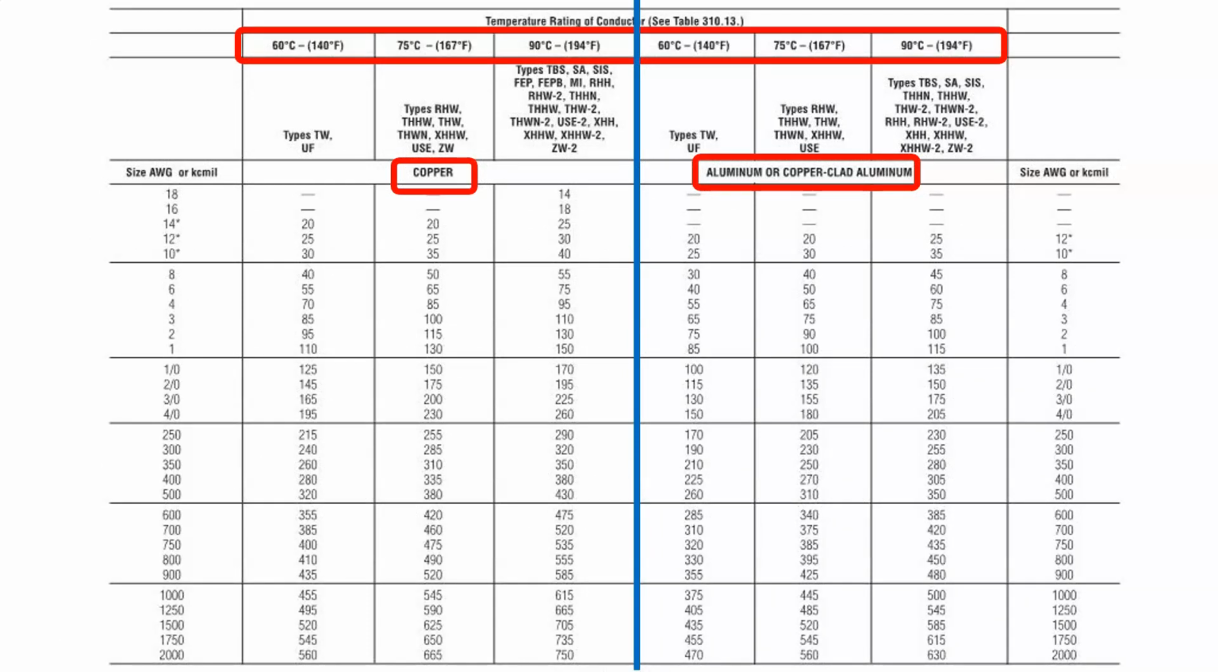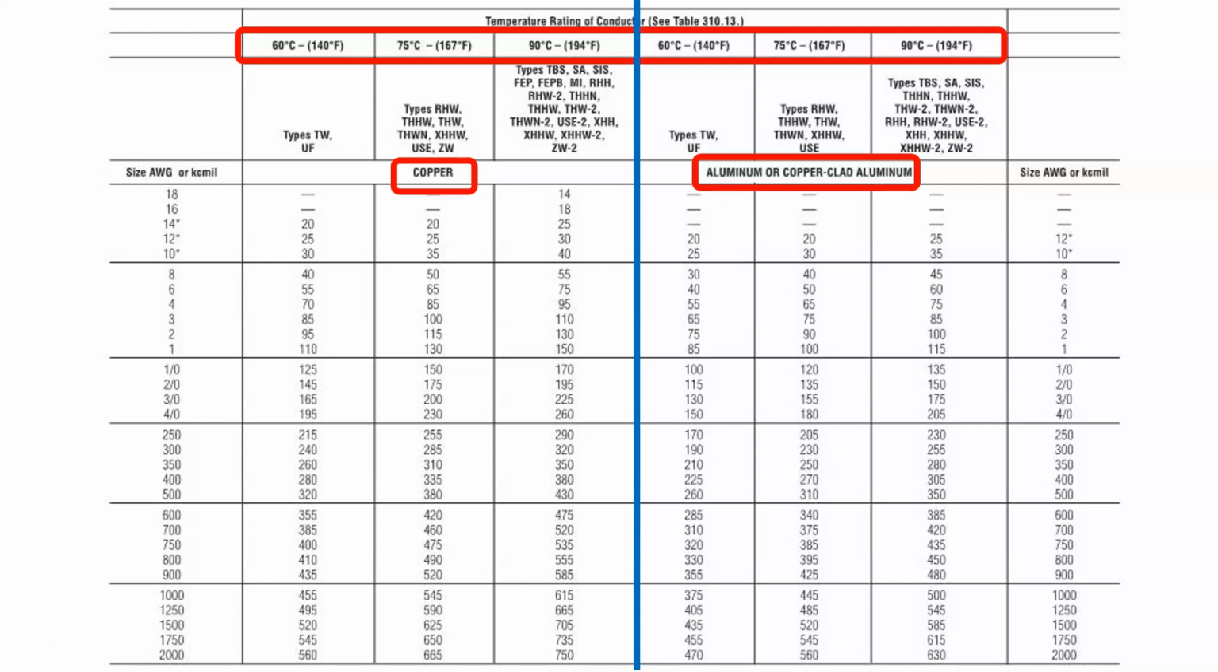So this is going to be the table that we use the majority of the time to select ampacity. This is Table 310.15(B)(16). First of all, you can see this table is broken down into a left and a right side, copper and aluminum or copper-clad aluminum. Above each of those, you can see that we have a 60 degrees Celsius, a 75 degrees Celsius, and a 90 degrees Celsius column. So what this means is that if we're using copper conductors, we have different ampacities for 60, 75, and 90 degrees Celsius. And the same thing if we're using aluminum or copper-clad aluminum conductors.